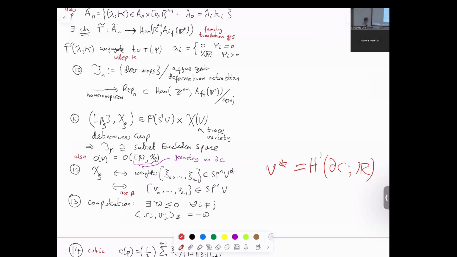And then what is the condition on the holonomy, on the character, that gives you a generalized cusp? Well, it turns out by direct computation that you get this interesting equation: if you take a pair of distinct vectors here, their product using beta is always the same thing, a certain non-positive constant.